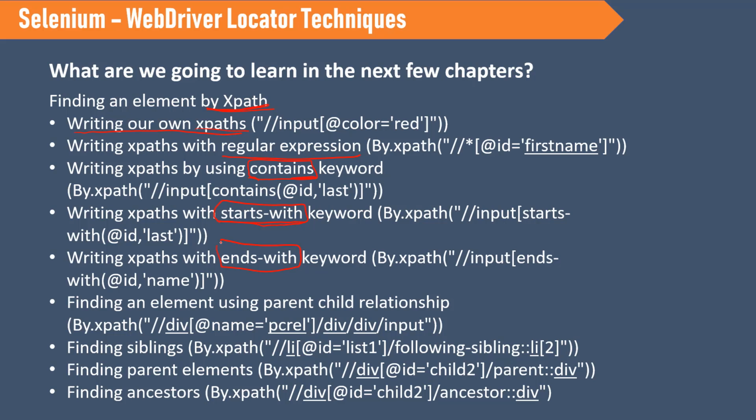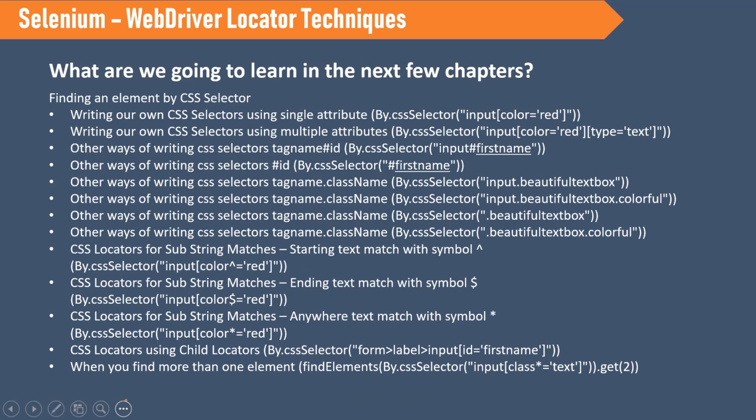ends-with keyword. We will also see how to create an Xpath using parent-child relationship, and we will try to find the siblings, how to create an Xpath using siblings, and how to find the parent elements using the Xpath, and also how to find the ancestors using Xpath. So when we use Xpath to locate an element, we will use all these things in an example, and we will see how to do this one. And CssSelector.